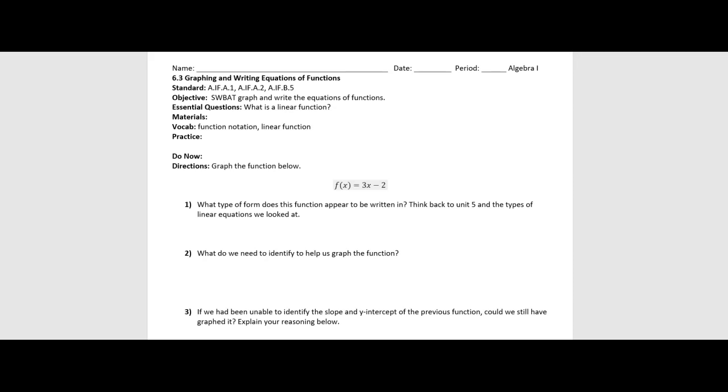Today we're going to talk about how to graph and write linear functions. This lesson will have a big parallel to a lesson from Unit 5 where we learned how to graph and write linear equations. Remember, linear functions and linear equations are virtually the same, except we use function notation. So instead of writing y, we now use f of x or g of x or h of x. If we think about these functions just like we would linear equations, this lesson will be quite a bit of review.